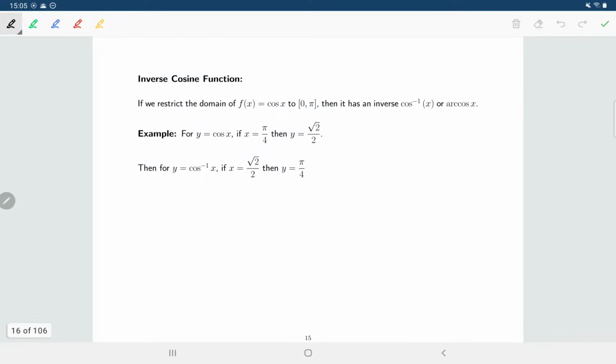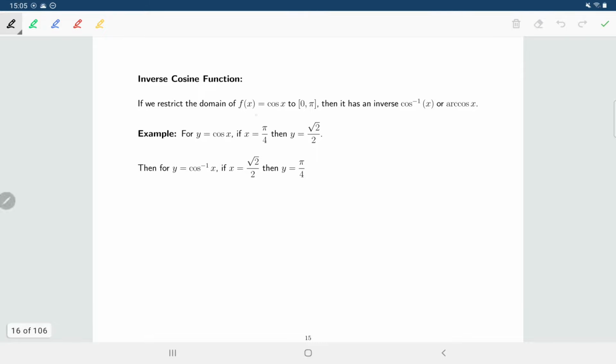Welcome back. In the next part of this lecture, we're going to talk about the inverse trig functions for cosine and tangent. A lot of what I said before about inverse sine is going to be similar to what I'm going to say about inverse cosine and inverse tangent. Some of the details will change, but the big ideas are going to remain the same.